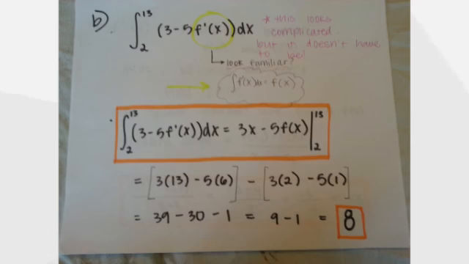Plug in x equals 13. For x equals 13, we get 3 times 13 minus 5 times 6. Now plug in x equals 2. We get 3 times 2 minus 5. Subtract what you got for x equals 2 from what you got for x equals 13. Our final answer is 8.